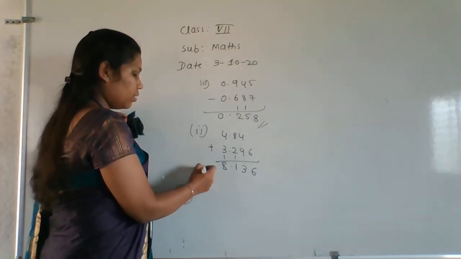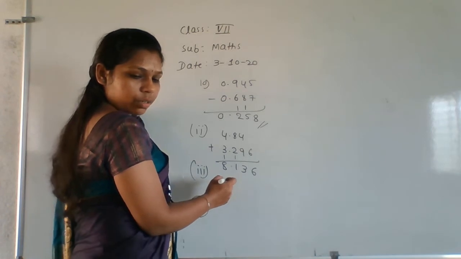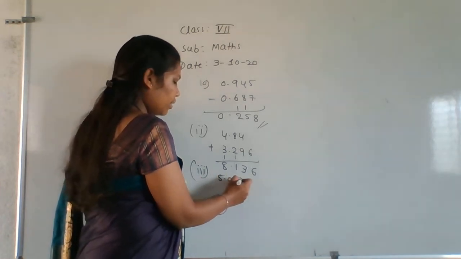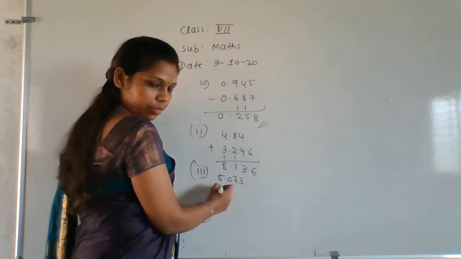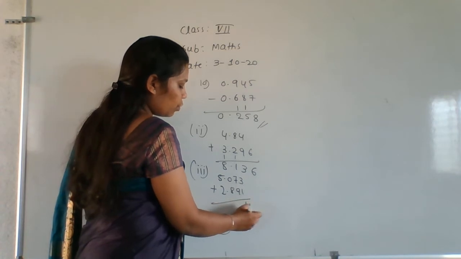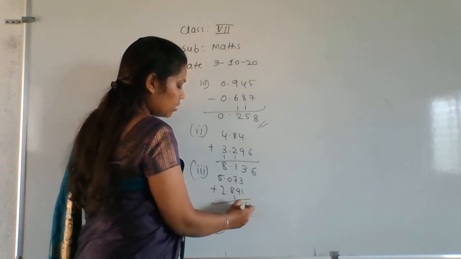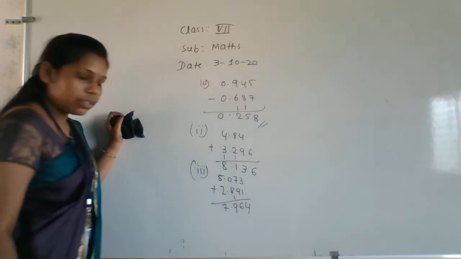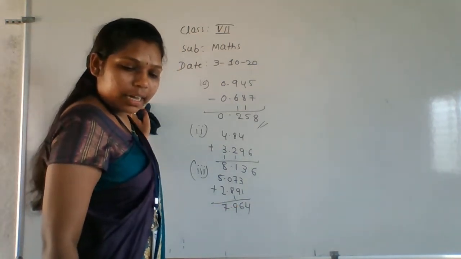Next, the third one. What is the third question? 5.073 plus 2.891. 3 plus 1, 4. 7 plus 9, 16. 8 plus 1, 9. 5 plus 2, 7. 7.964 is the correct answer.